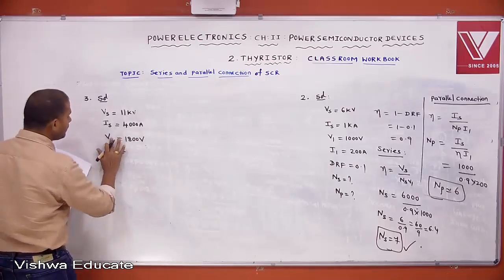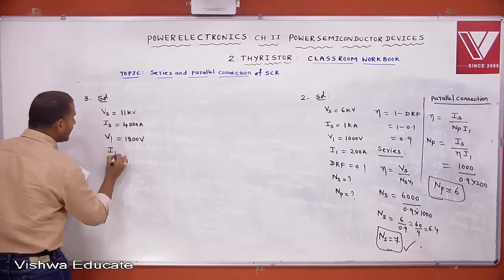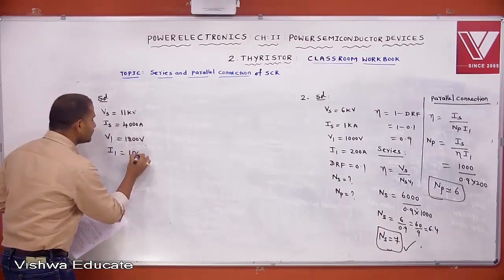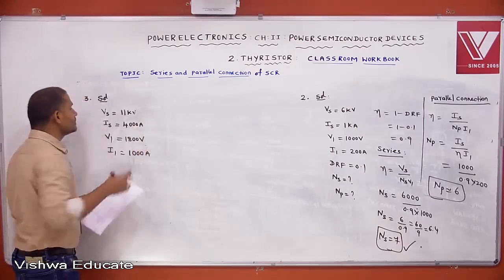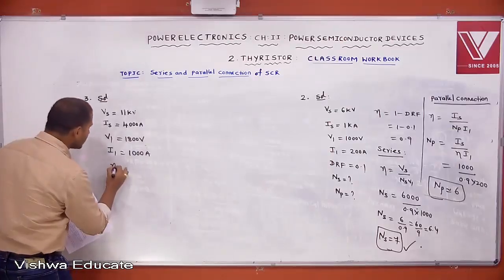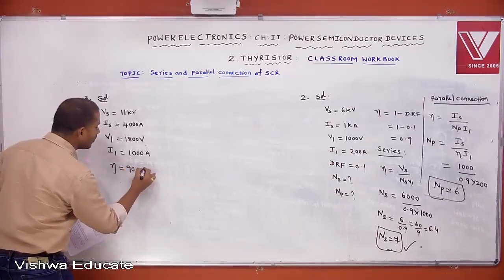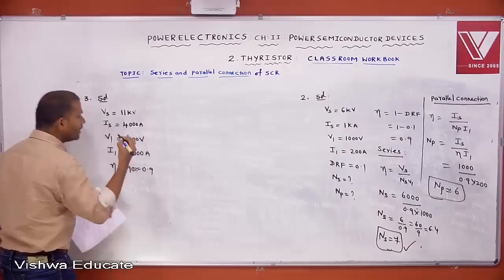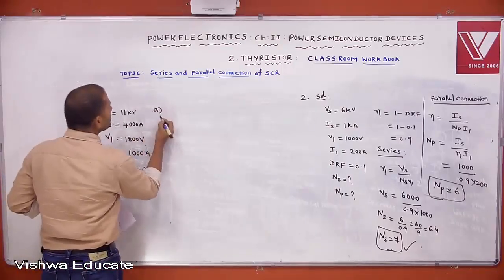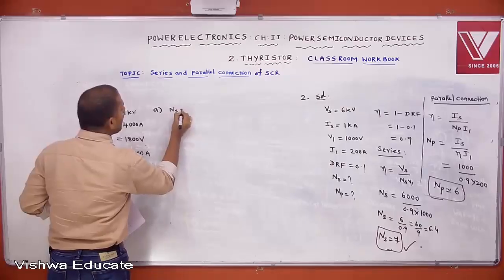Not Vs, this is V1. What is the individual current rating of each SCR? 1000 amperes. The string current is 4 kiloamperes, that is 4000 amperes. Then what is the string efficiency given? The string efficiency is 90%, that is equal to 0.9.